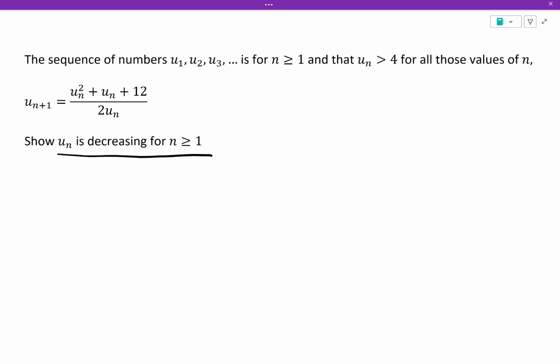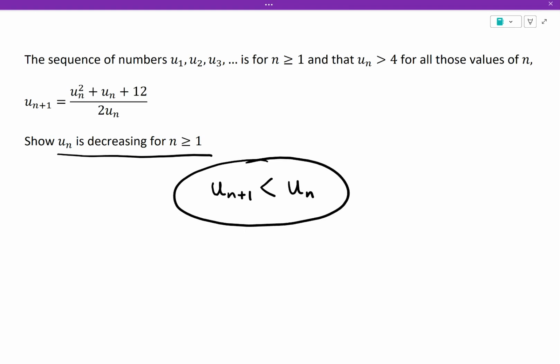Now, if a sequence is decreasing, that means we can take any term in the sequence, and it is going to be smaller than the previous term in the sequence. So un plus 1 for any term, and the previous term would then therefore be un. So we need to prove that this inequality is true for all values of n.